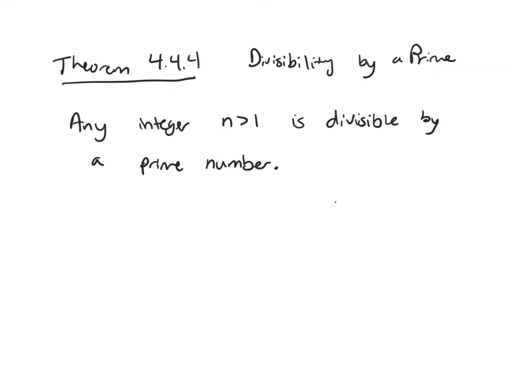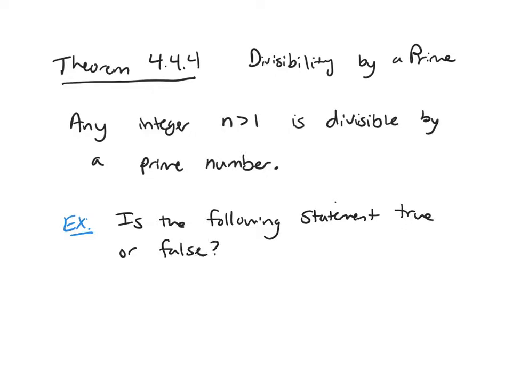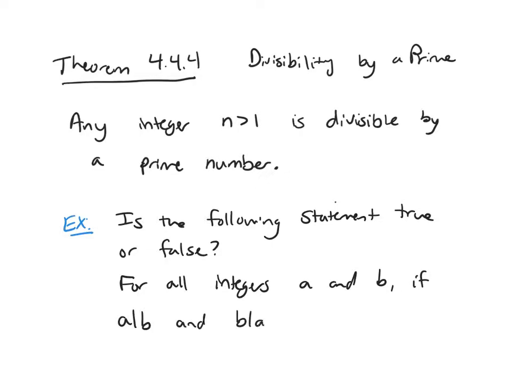Let's look at an example now of a question. It's going to be similar to one you're going to see in your homework. Is the following statement true or false? So the statement says, for all integers a and b, if a divides b and b divides a, then a equals b.